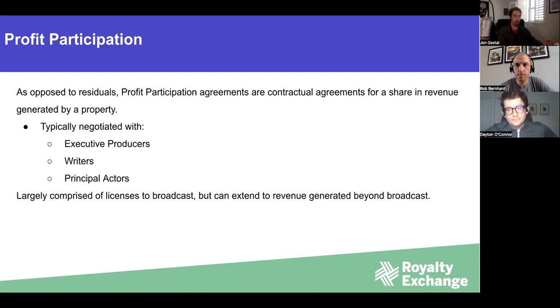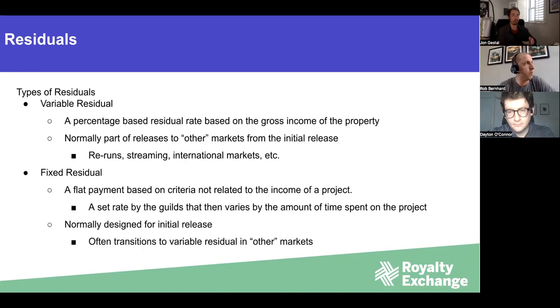Rob, you have anything to add for either of these two, profit participation or residual points? I think maybe just talking about how the guilds might be a term of art where they're referred to as guilds. They operate like a union. They're collectively bargained.